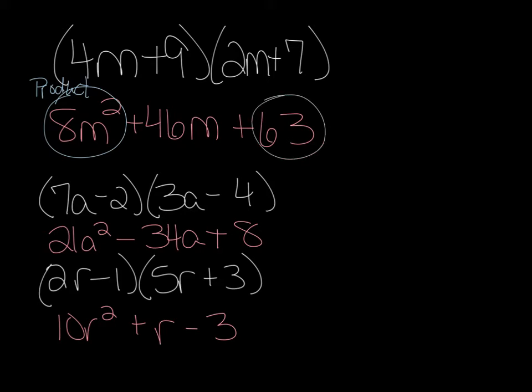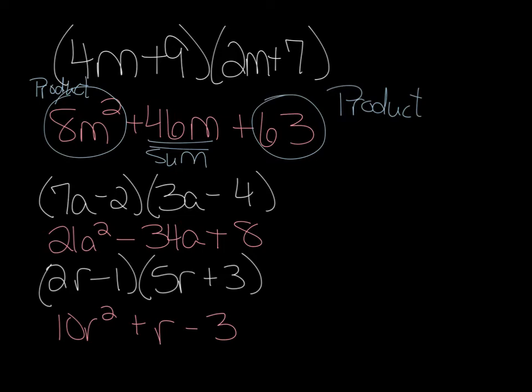The last term is always a product. It comes from the part of the distribution where you do the last 2 terms. 9 times 7 is 63. Negative 2 times negative 4 is positive 8. Negative 1 times 3 is negative 3. So product, product, and then the middle term is a sum. It's what you get when you combine the like terms of the distribution. So for this one, when you have the 28m plus the 18m, you get the 46m. Okay, the middle term is always a sum.